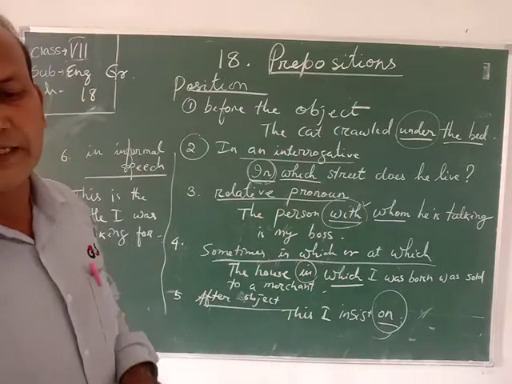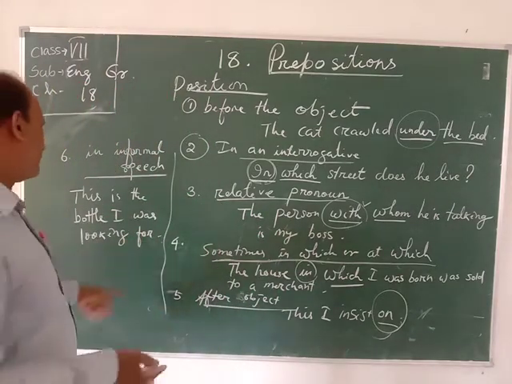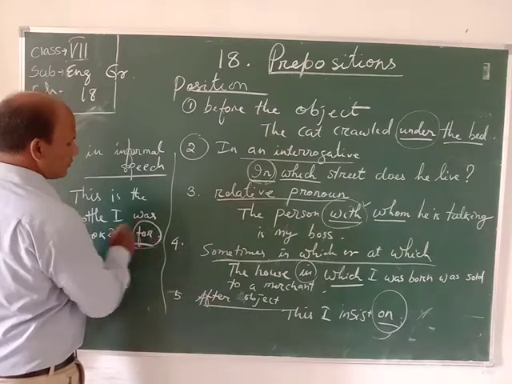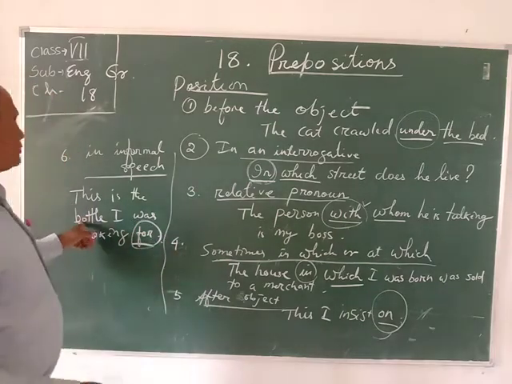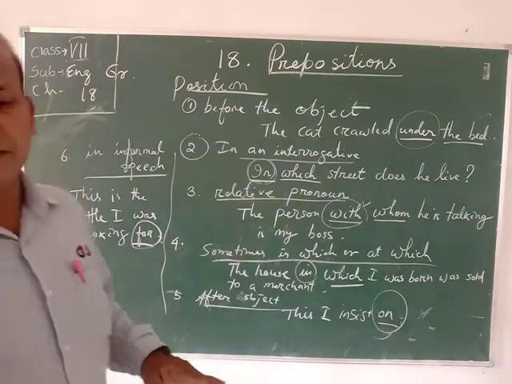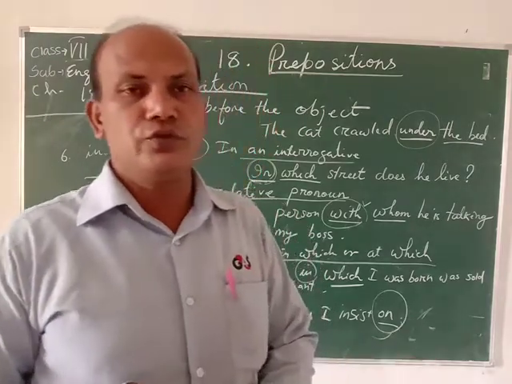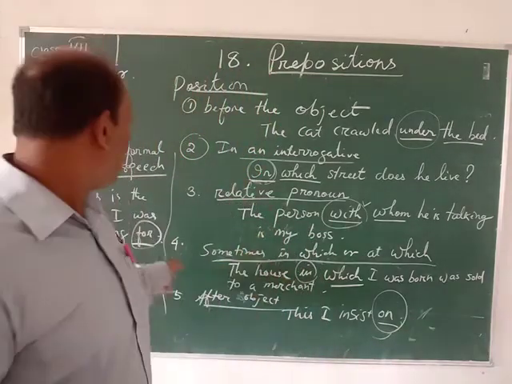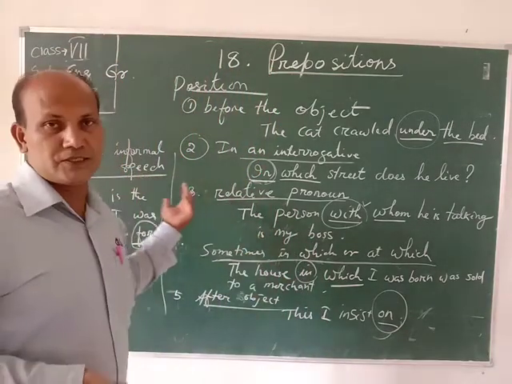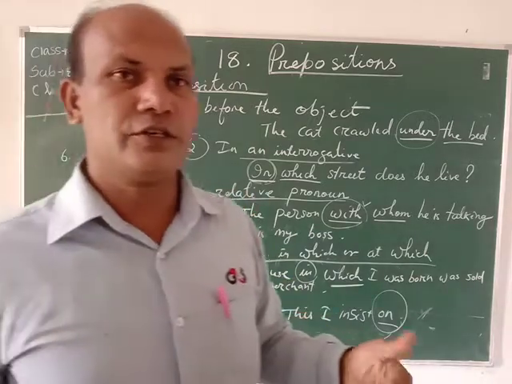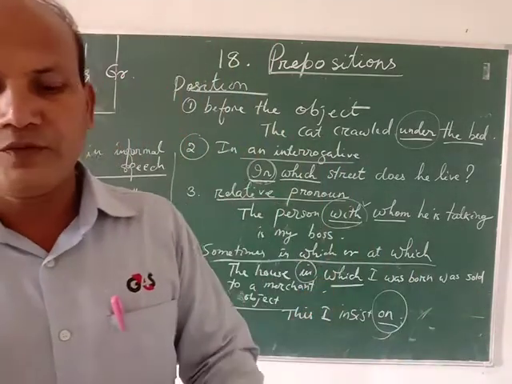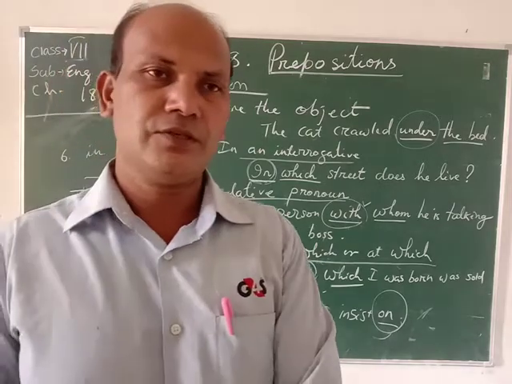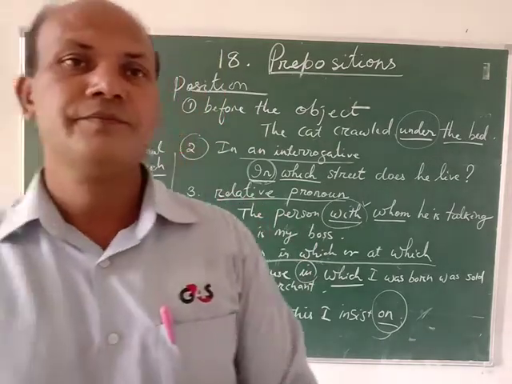Now the last point of this topic: in informal speech, a preposition also follows its object. Just like this is the bottle I am looking for, or this is the bottle I was looking for, or that is the woman I was referring to. So in informal speech, I mean general talking, not official, we can also place the preposition at the end. Did you all understand all these points?